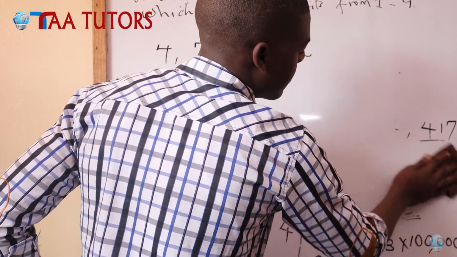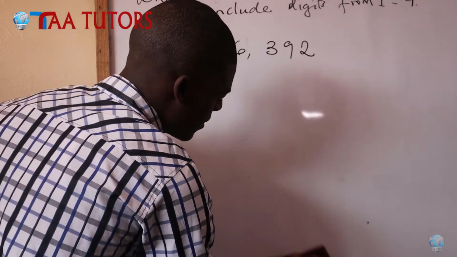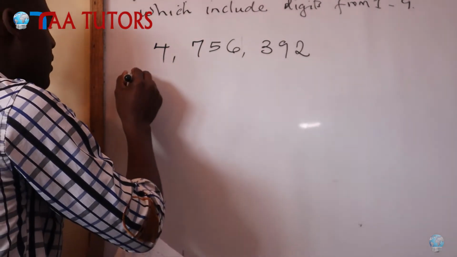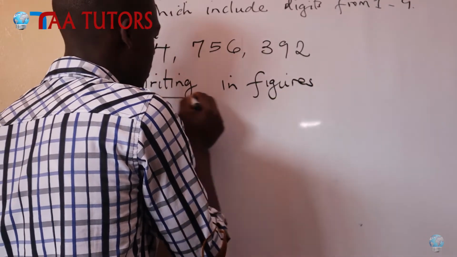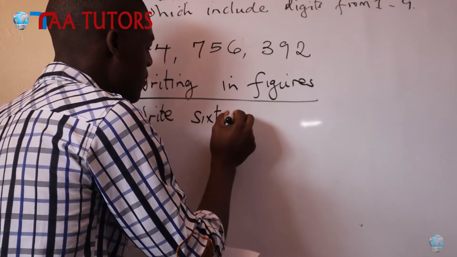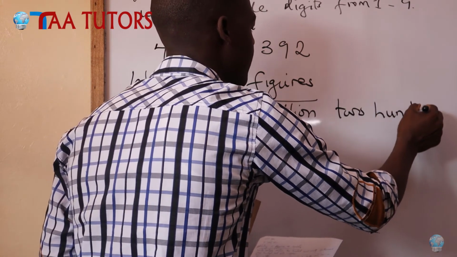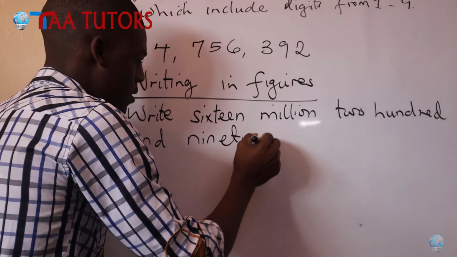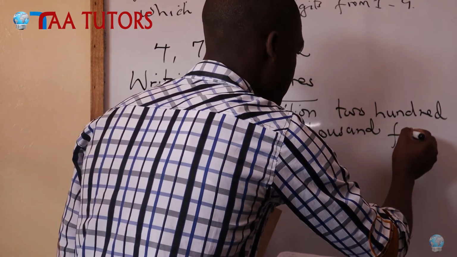How to write in figures when you are given a number in words. How do we write it in figures? Let's say you are given 16 million, 296,000, 440 in figures.